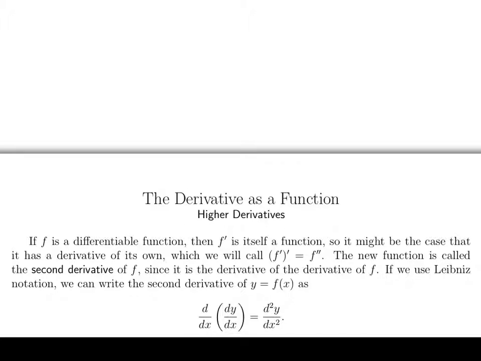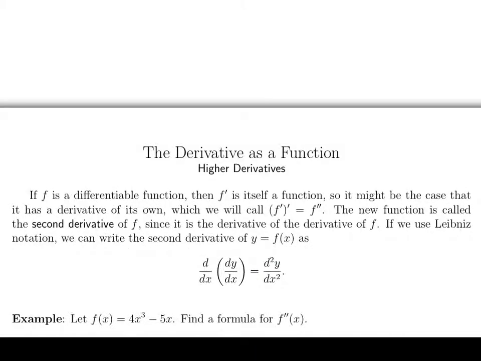Now, if we use the Leibniz notation instead of the Lagrange notation, we can write the second derivative of y equals f of x as the derivative of dy by dx, and then the way we'll write that is it looks like d squared y over dx squared.